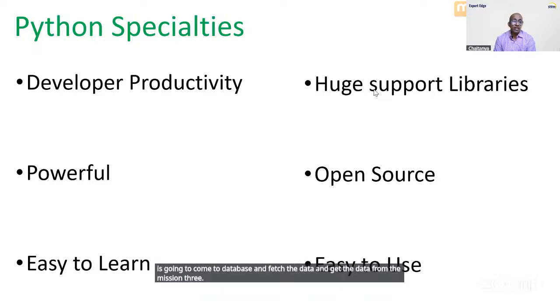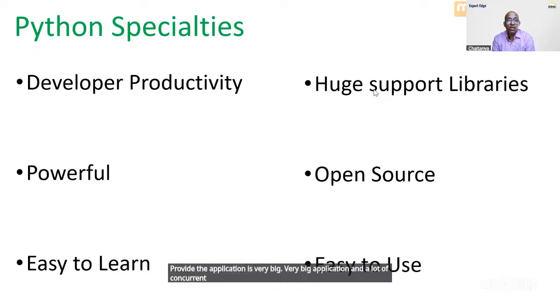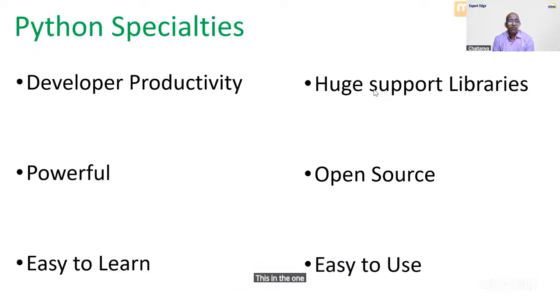That is possible. That is what we generally do in real-time projects, provided the application is a very big application and a lot of concurrent users are working on it. To avoid the load, we perform all these things. But if your application is very small and very few concurrent users are working on it, then in one single VPS hosting you can have the database, the React.js server, the Django server, and everything in one machine only.